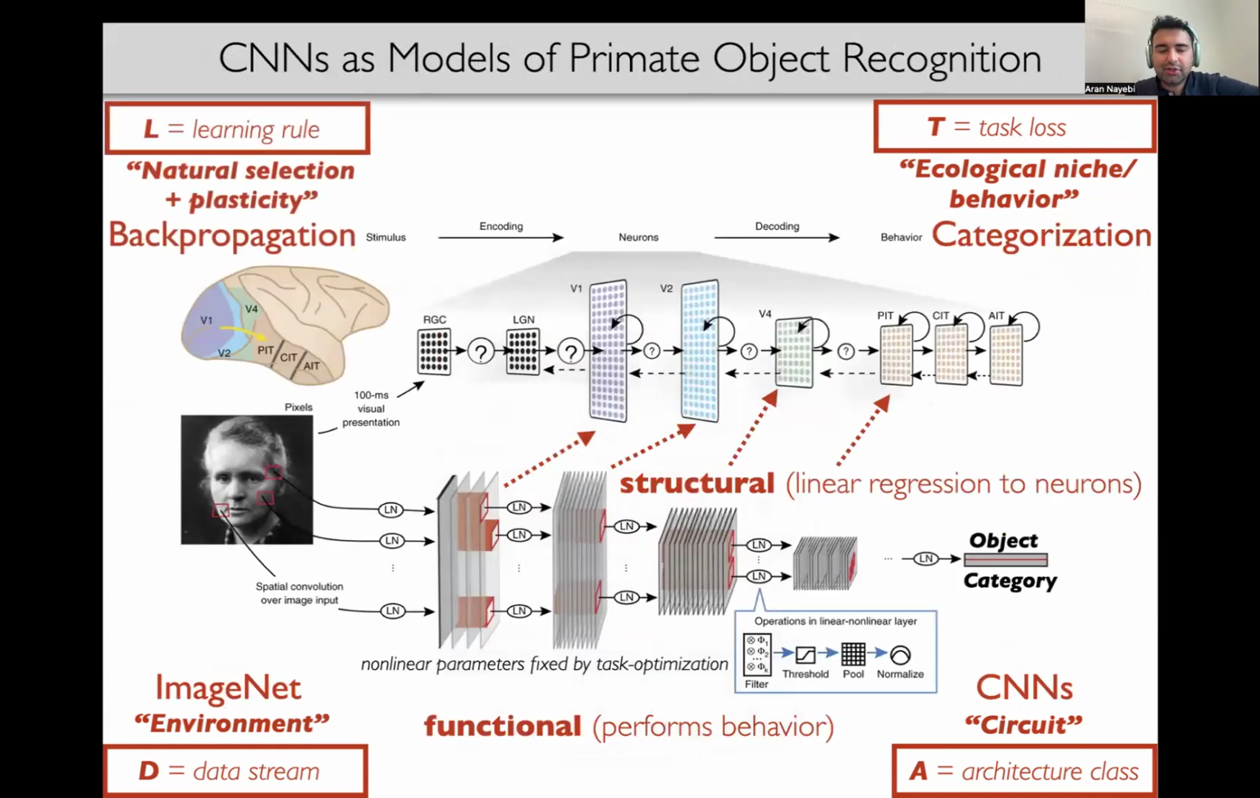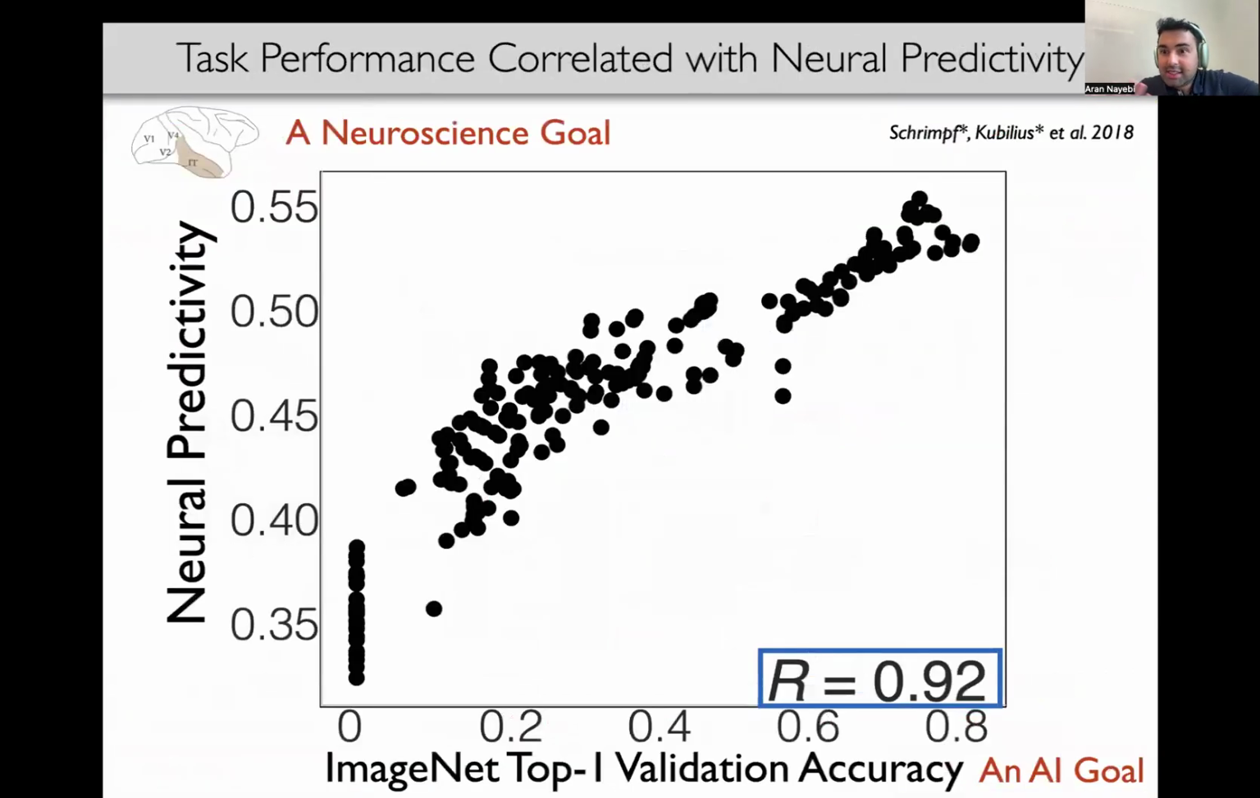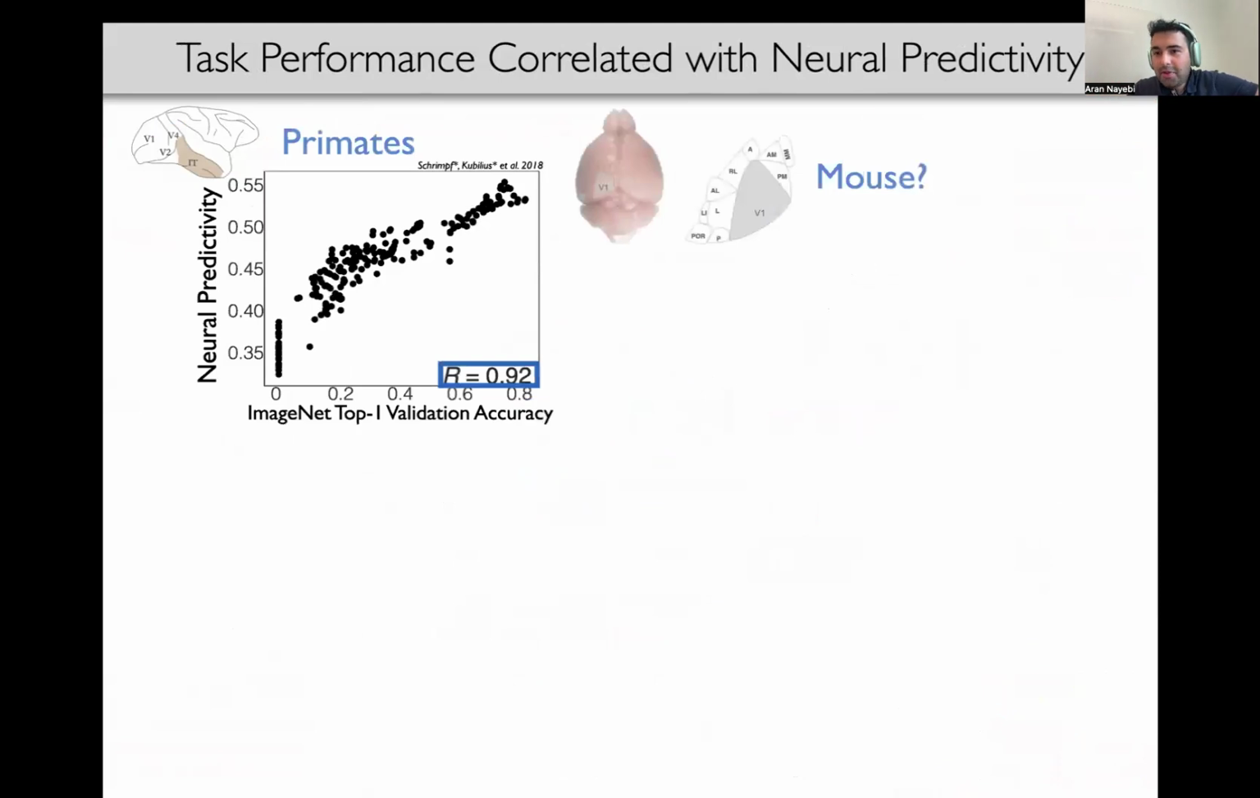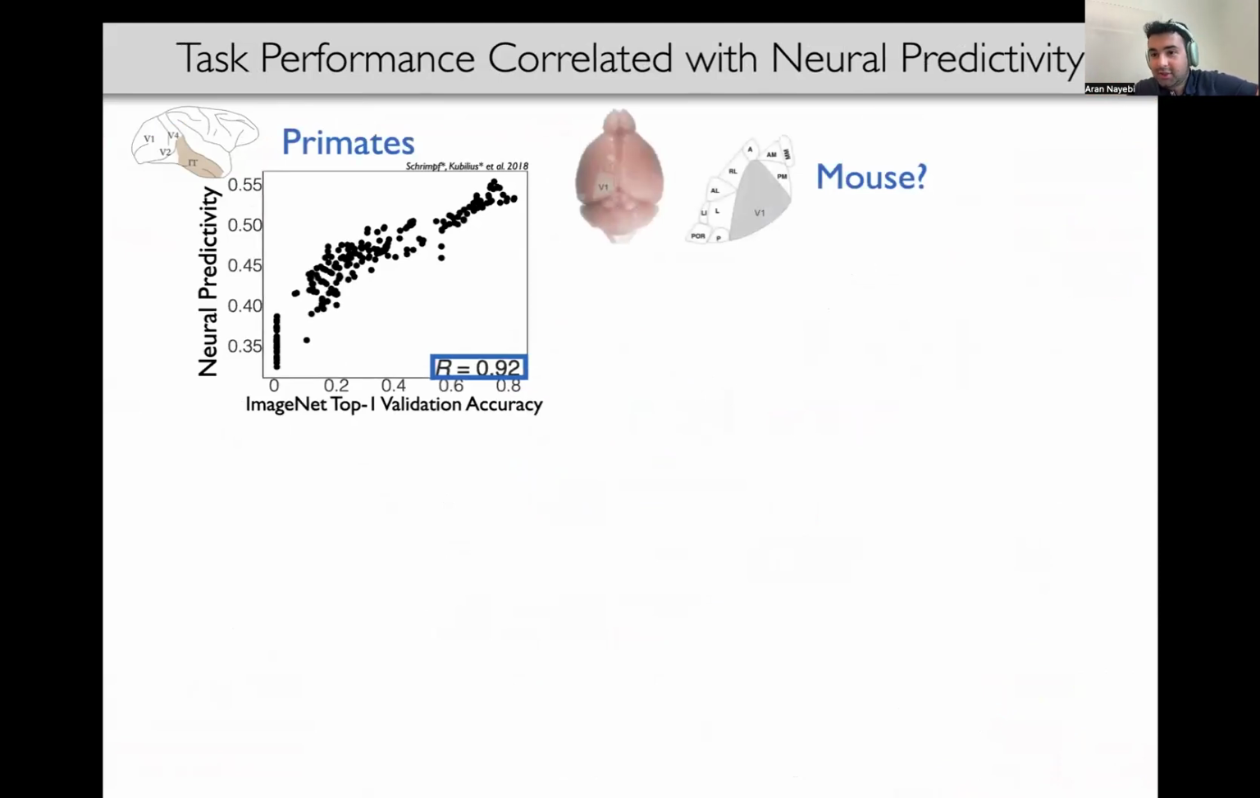So going back to the first picture I showed you in this talk, I showed you that CNNs are functional and structural models of primate object recognition. And I'd shown you this kind of nice alignment between a neuroscience goal and an AI goal when it came to the primate ventral stream. But what about other animals, like, for example, the visual system of the mouse? Well, already purely from looking at the neuroanatomy, a mouse brain, especially its visual areas, is way less hierarchical. In other words, it kind of looks like a paw, where V1 is the largest area, and then you have a bunch of higher order visual areas that rest on top of it in parallel.